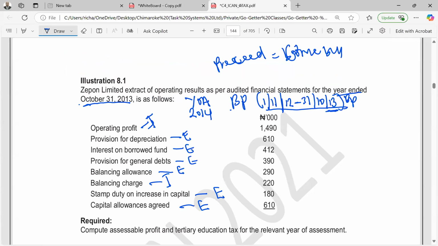Now we said it is preceding year basis. They have given you the year end. Whatever year you see here as the year end, the next year.